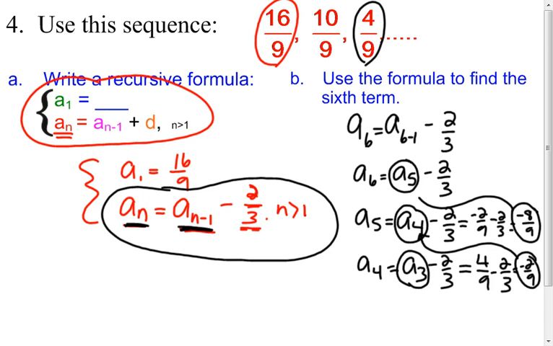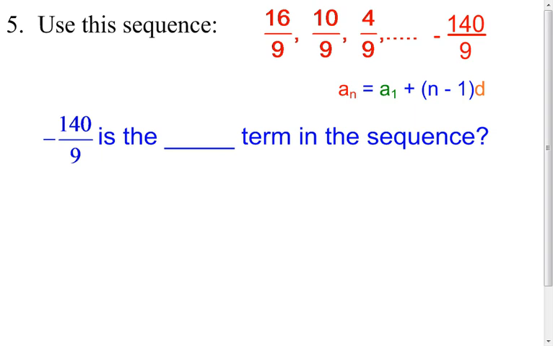I can plug that in. To find the 6th term on the list, I take the 5th term, which is negative 8/9, and I subtract 2/3 from it. And when I take negative 8/9 minus 2/3, I will get negative 14/9. And this is your grand final answer. So the 6th term on the list is negative 14/9. But I couldn't find that 6th term unless I knew the 5th. And I couldn't find the 5th unless I knew the 4th. And I couldn't find the 4th unless I knew the 3rd. That's what recursive formulas are.